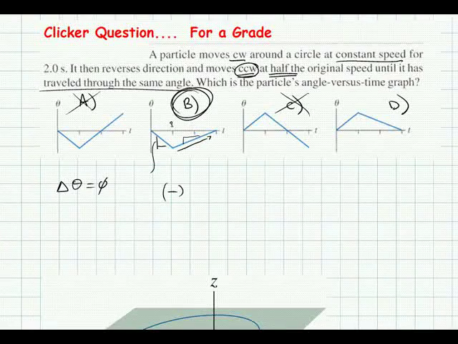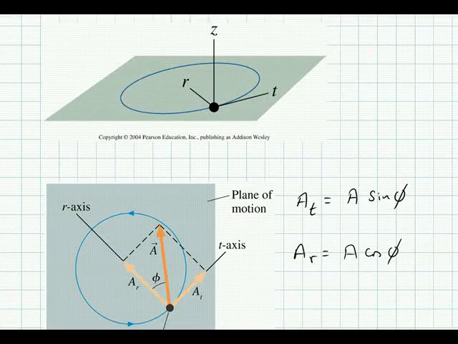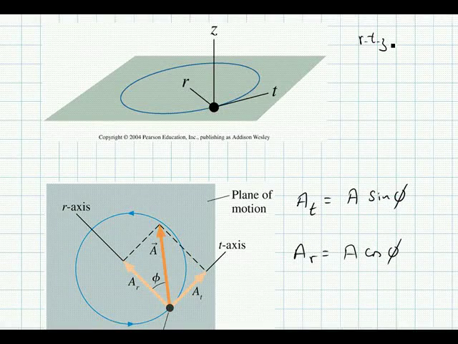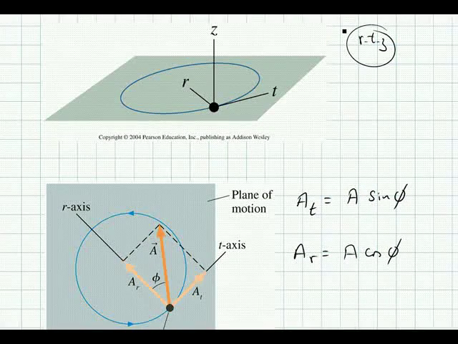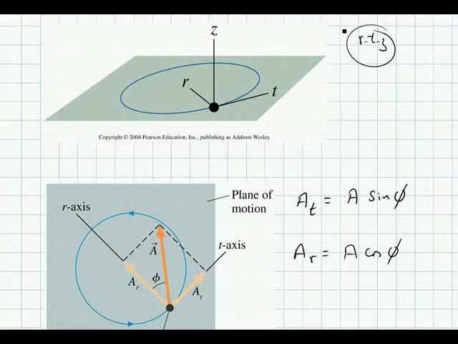So I hope you got this right. Now let me introduce the RTZ coordinate system. The RTZ coordinate system is what we make use of in studying circular motion. This is a coordinate system where you can imagine the coordinate system being kind of stuck onto the object as it moves around in the circular path.